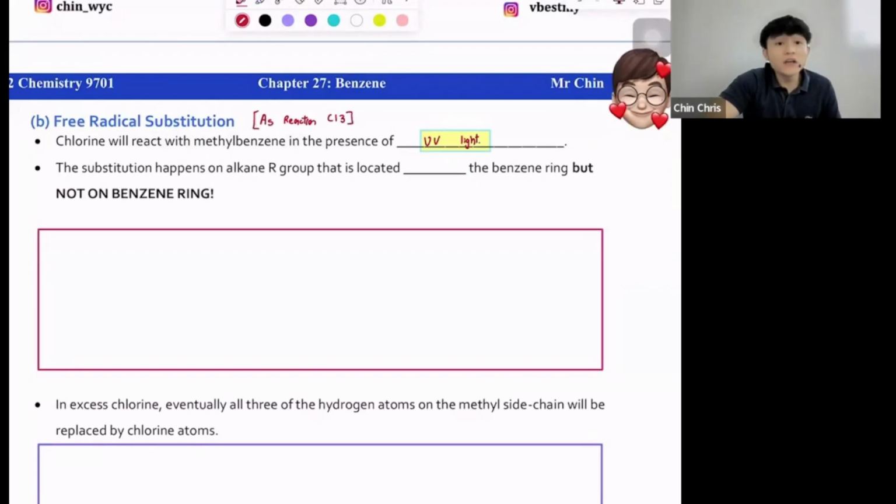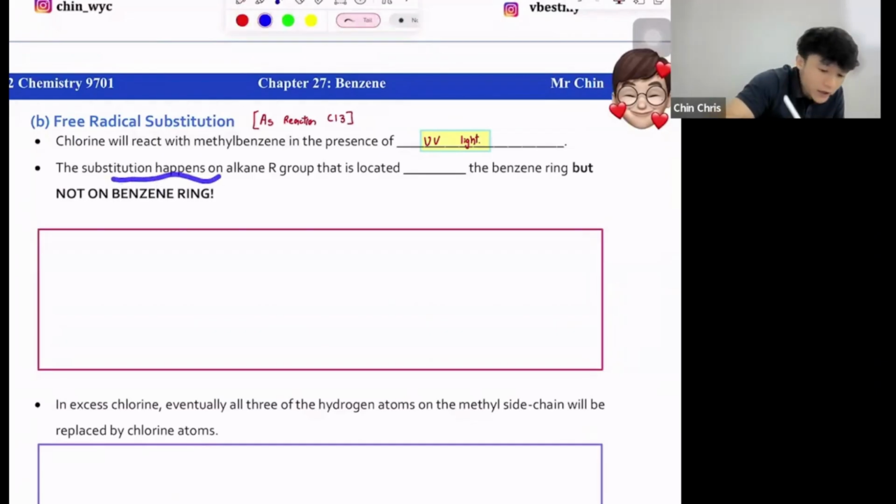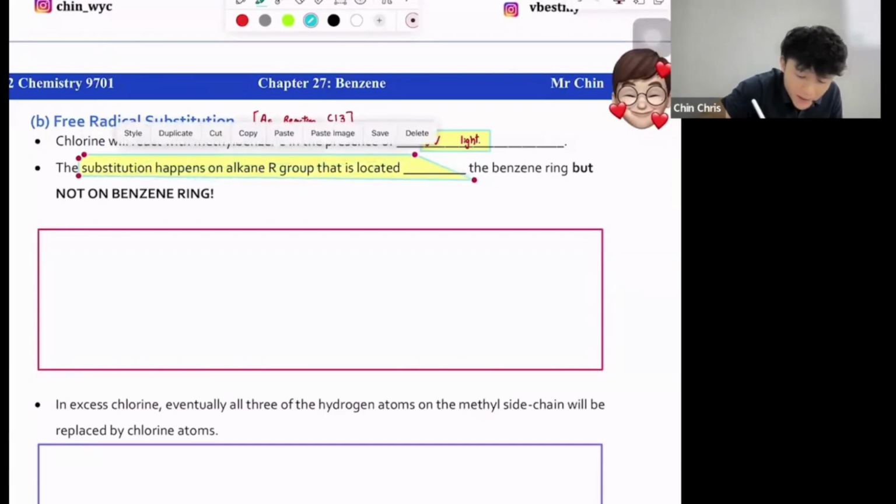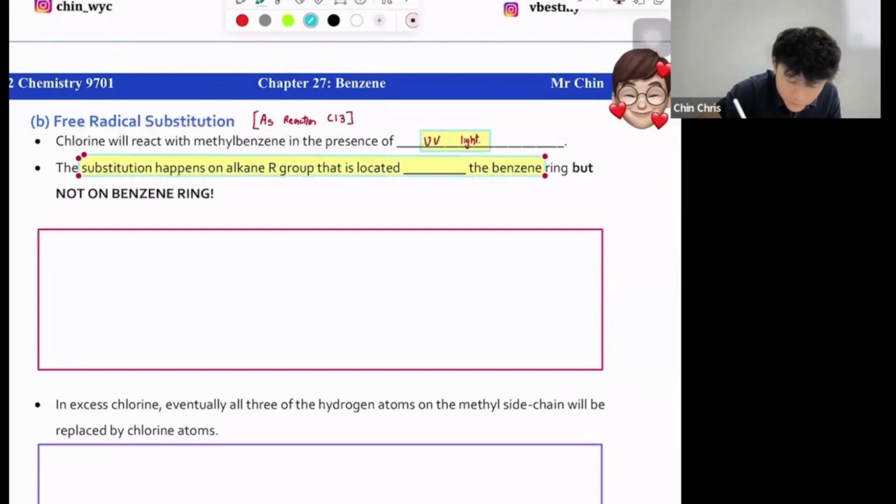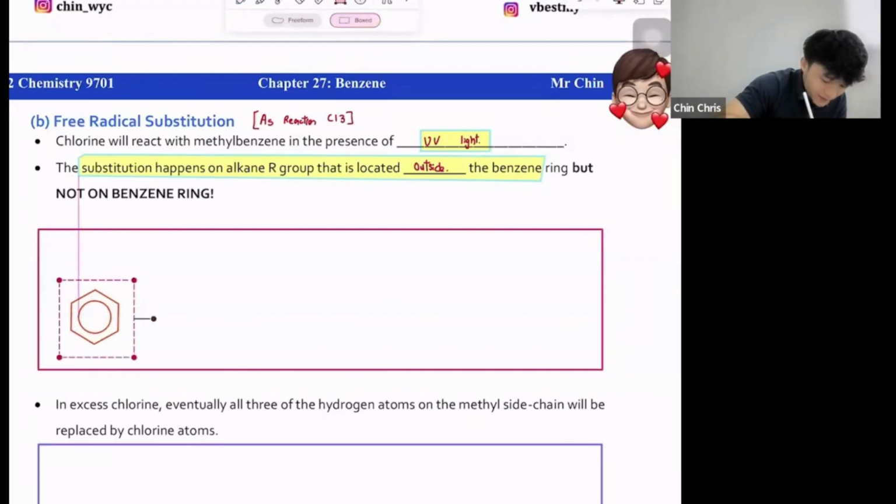Okay, for free radical substitution of alkane. All right, guys, next. You see, the substitution happens on alkane. Highlight the word: substitution happens on alkane that is located outside the benzene ring, and not on the benzene ring.